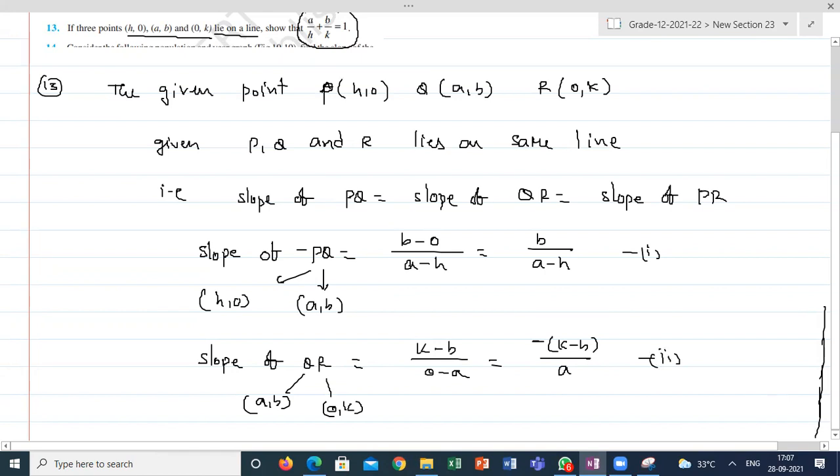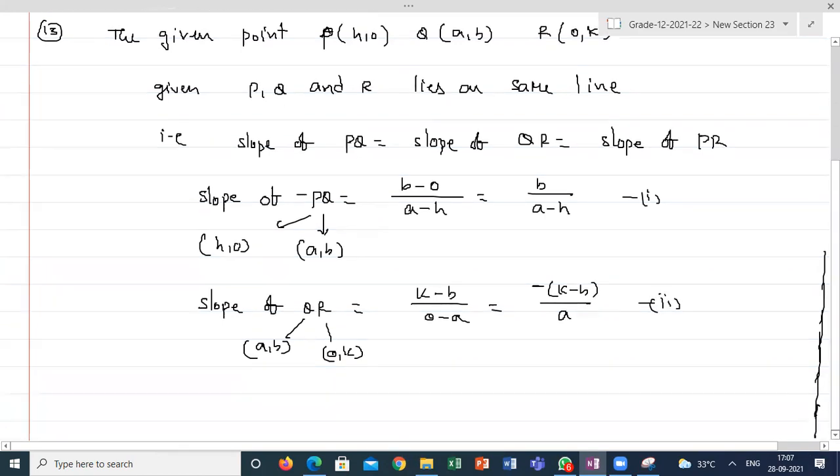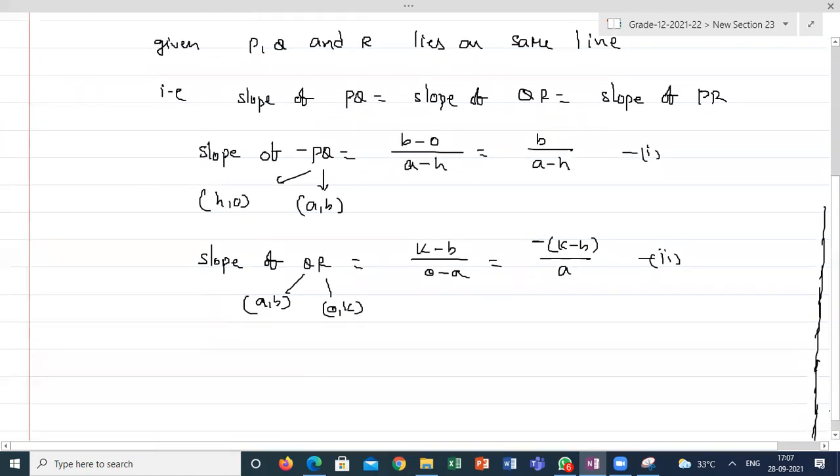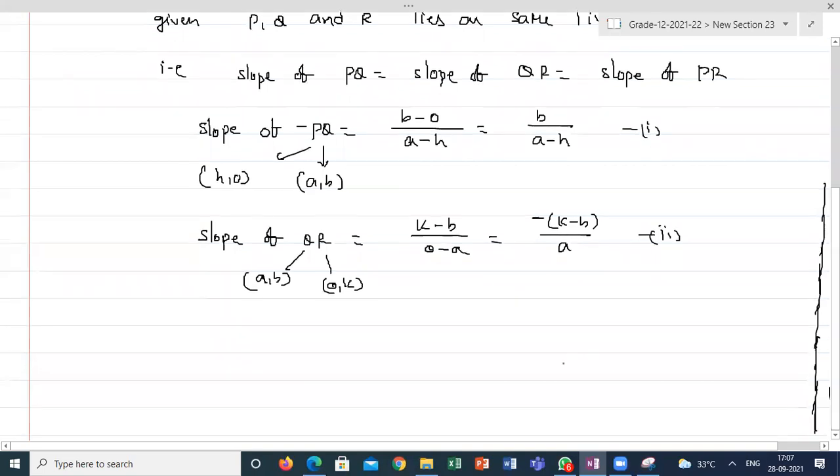From the given data, P, Q, R lie on the same line. If 3 points are collinear, then the slope formed by the 3 points is the same. So equation 1 and 2 represent the same. Equation 1 is equal to equation 2 because the slopes are equal according to the given data.